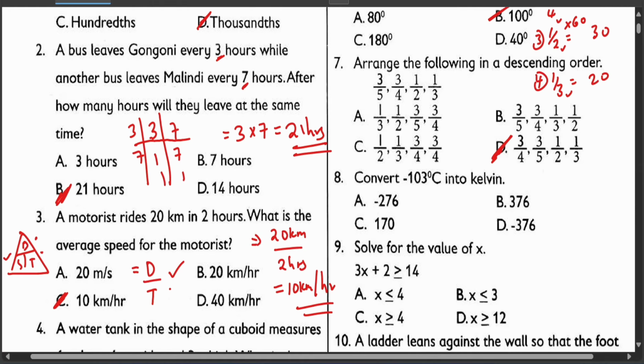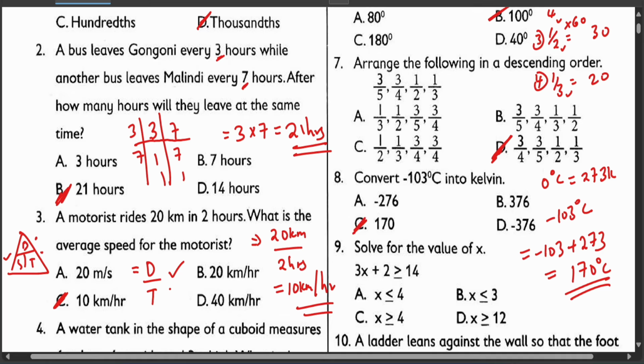Convert negative 103 degrees Celsius into Kelvin. 0 degrees Celsius is equal to 273 Kelvin. To convert negative 103 degrees Celsius, very easy, you just take negative 103 plus 273, which should give you around 170 Kelvin. So the answer is C.